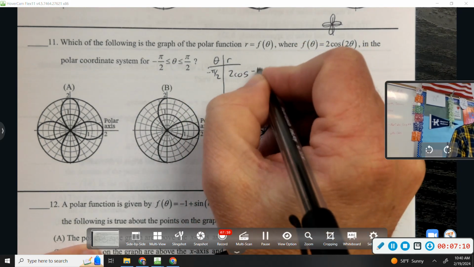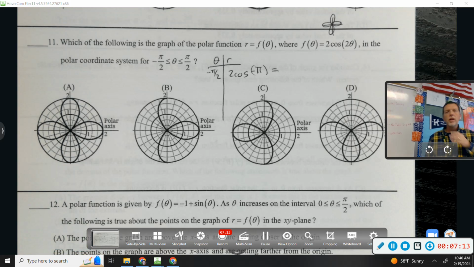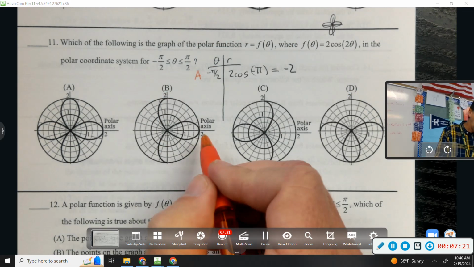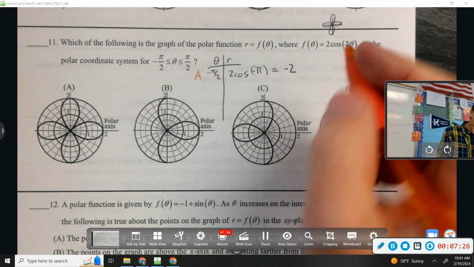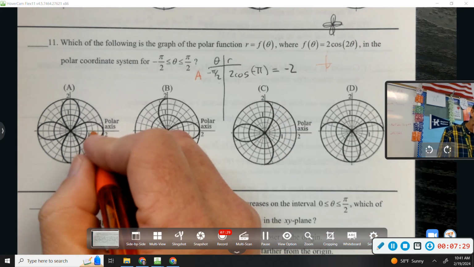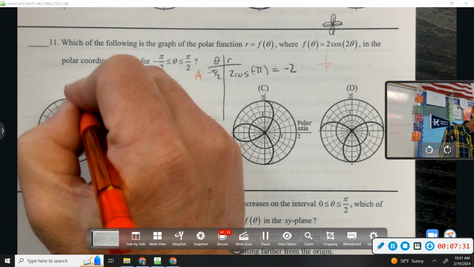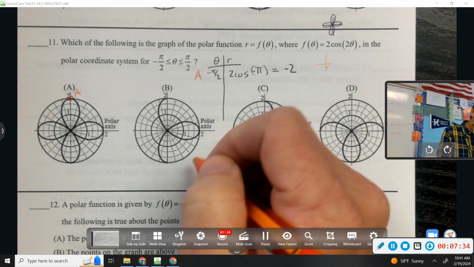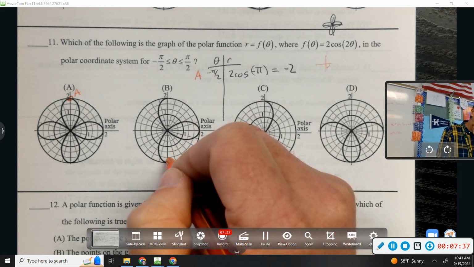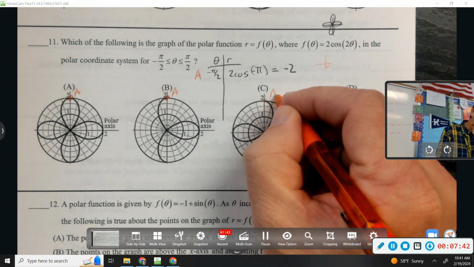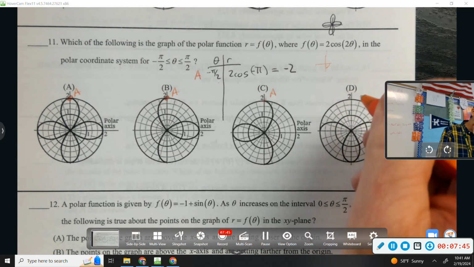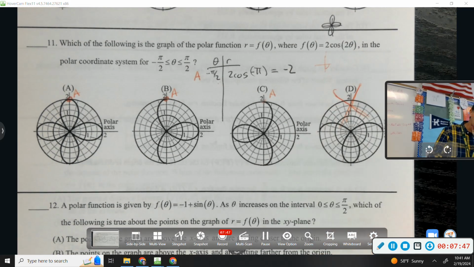So 2 cosine of negative pi. Cosine of negative pi would be negative 1. That's negative 2. So let's just plot points again. So if I rotate, it's tricky here. Rotate negative pi over 2, and then go back 2. Or up 2. So A has it. Negative pi over 2, back 2. B has it. C has it. D does not have it, so D is out based on that point.